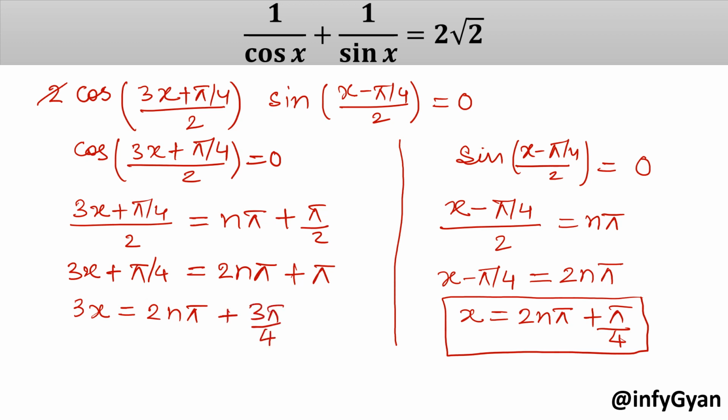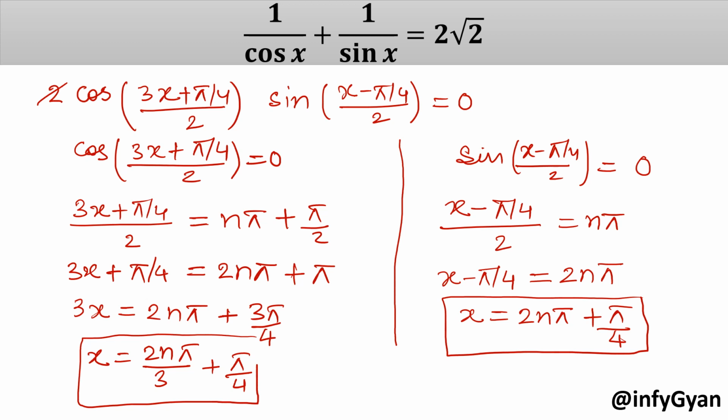Now divide this whole equation by 3. So x will be equal to 2n pi over 3 plus pi by 4. This is our second solution. Now you have only to club both the solutions. If you club, your answer will come out. This one is your final answer. So x will be equal to 2n pi over 3 plus pi over 4.